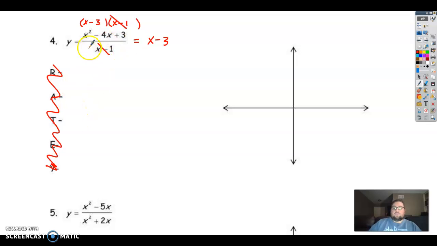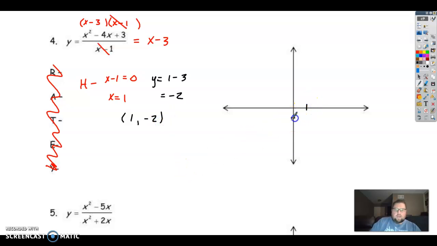All right. What you do still need to do is find the hole. So I'm going to take that thing I crossed out, set it equal to 0. That gives me x equals 1. And then I'm going to plug that into my reduced equation. So 1 minus 3, and that gives me negative 2. So my hole is located at 1, negative 2.